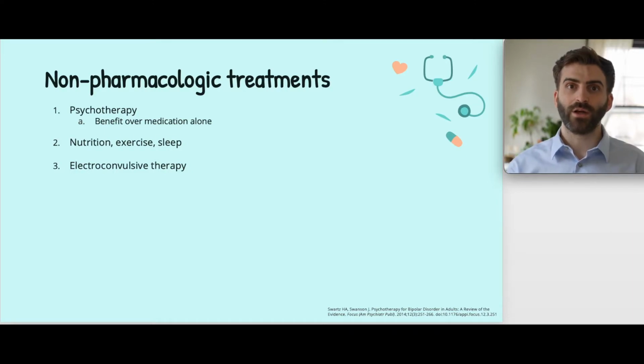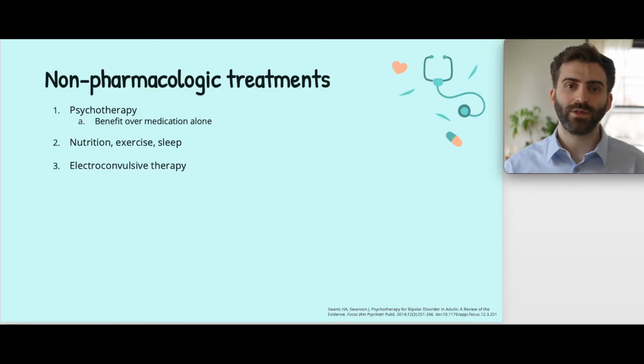Next is non-pharmacologic treatments. So we often think about using medications for bipolar disorder, and they're quite helpful, but knowing the non-pharm treatments are helpful as well. So first is psychotherapy. Therapy is often used for depression, anxiety disorders, PTSD, but it's also helpful in bipolar disorder. Nutrition, exercise, and sleep are quite important.